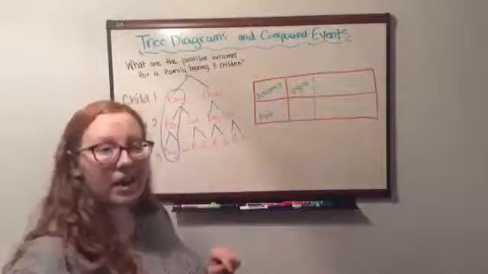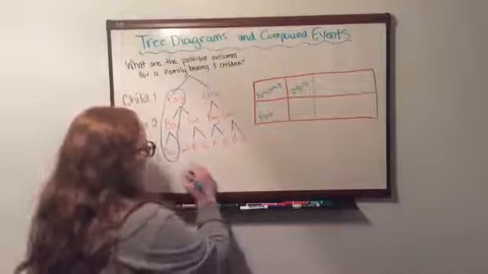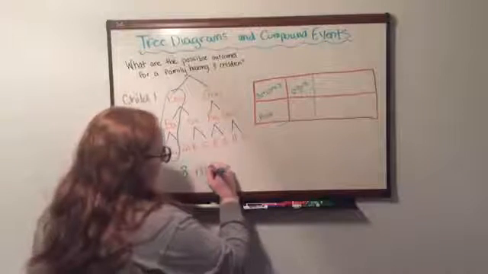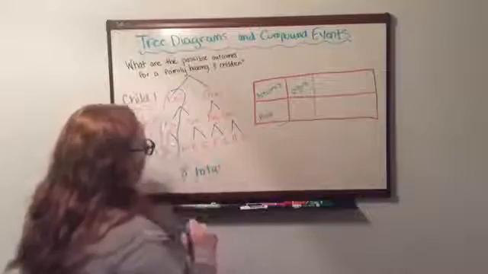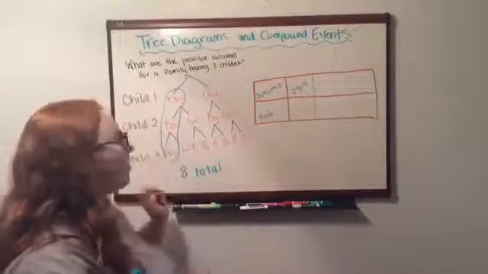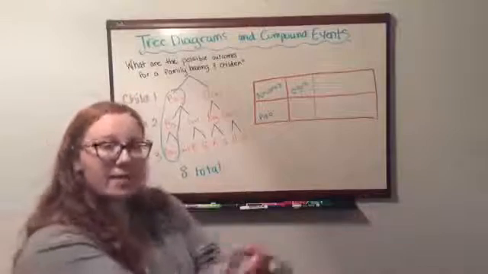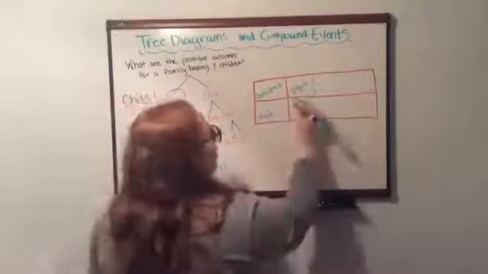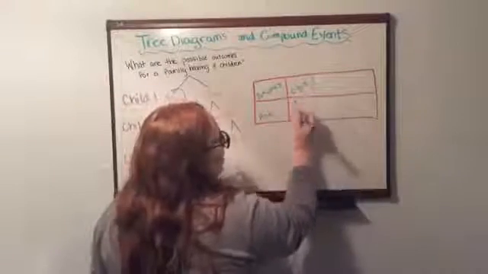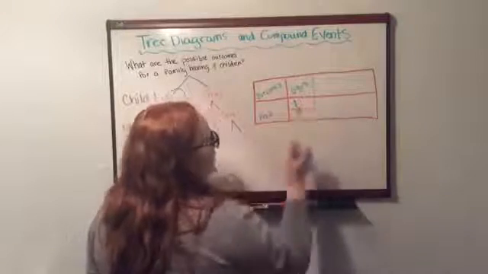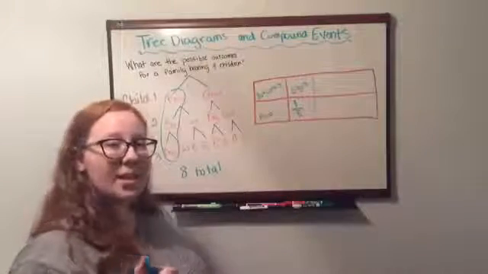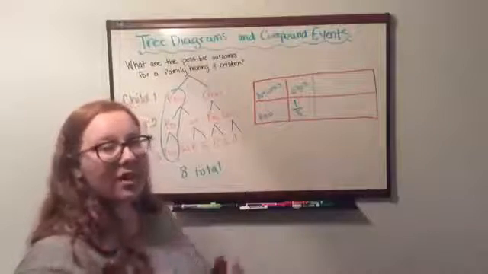We said there are 8 possible outcomes, so I'm just going to write that at the bottom so I remember. And if there are 8 total, but just one possibility where they have all boys and 0 girls, then I know that my probability is 1 out of 8. So there's a 1 out of 8 chance that if they're having 3 kids, they'll have all boys.